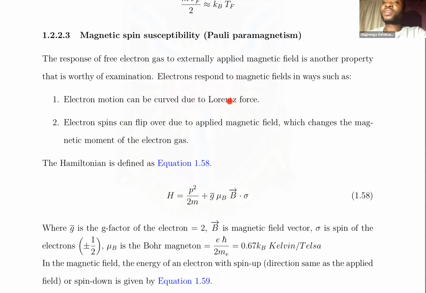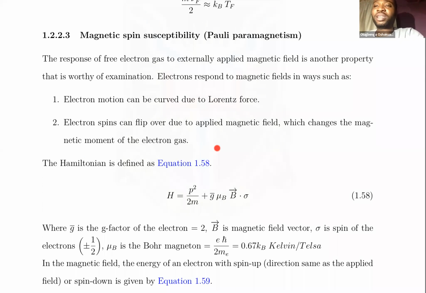We must have done something like this in elementary physics: when an electron enters a magnetic field, its path is curved as a result of the magnetic field, most especially when the direction of the magnetic field is perpendicular to the direction of the electron's travel. So the motion of the electron is curved due to the Lorentz force, due to the presence of the magnetic field. And there's also another thing that happens. Electron spins flip over due to the magnetic field, which changes the magnetic moments of the electron gas.